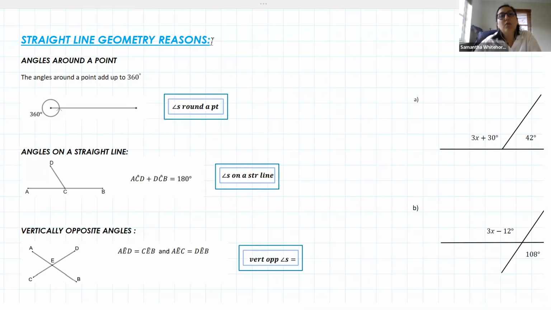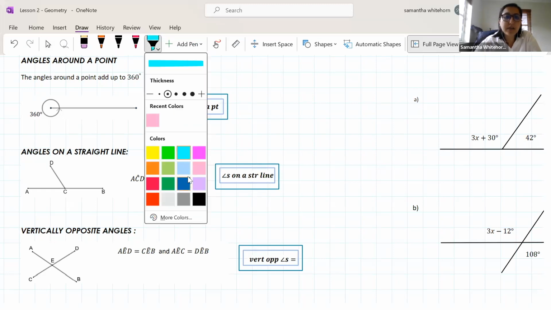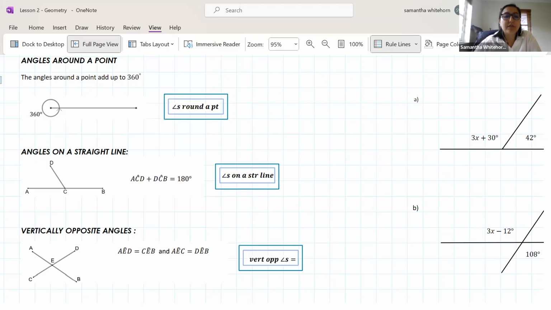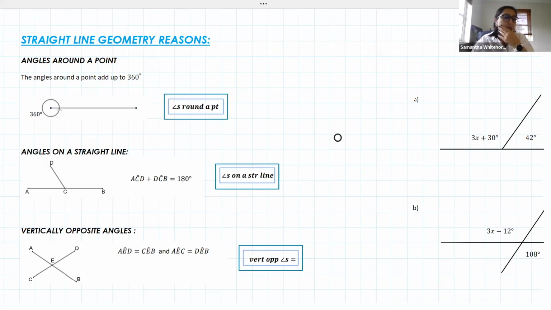So when it comes to geometry, we have looked at a couple of different reasons throughout the year. We've looked at reasons to do with straight lines, reasons to do with parallel lines, reasons to do with triangles, and we need to know all of them. Those of you that joined boot camps would have gotten a full reasons list, and that is very helpful when you are studying or doing homework, to have your reasons list next to you so that you are always using the correct reason.